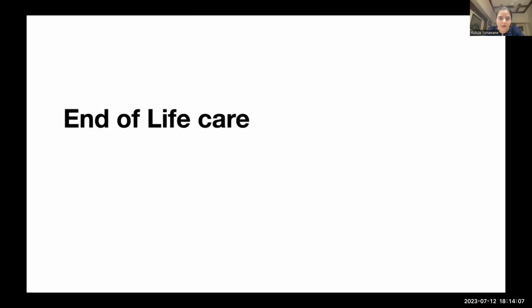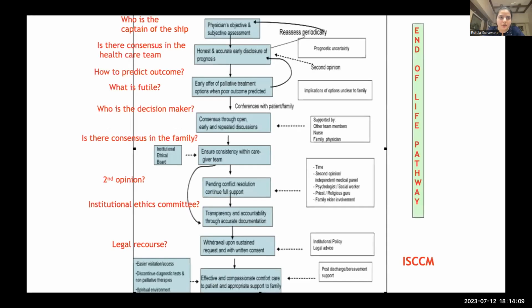So end of life care. This was the pathway given by the Indian Society of Critical Care Medicine. This is more specific for ICU patients. And as you can see, it's quite confusing as to what exactly is happening here.